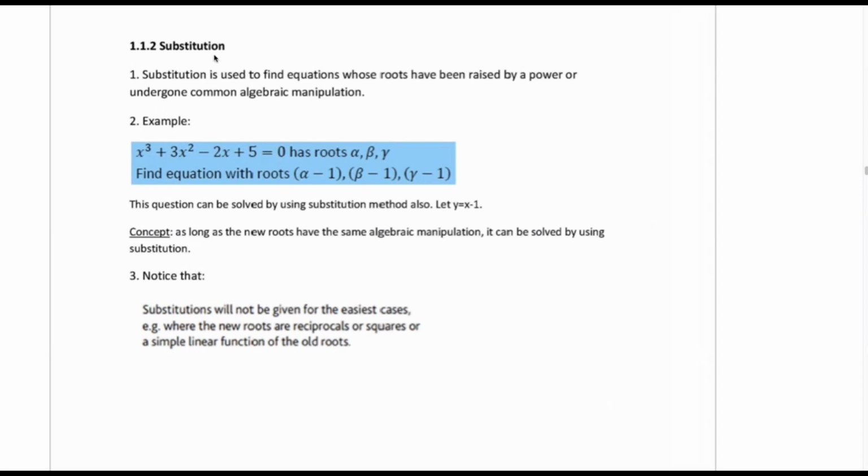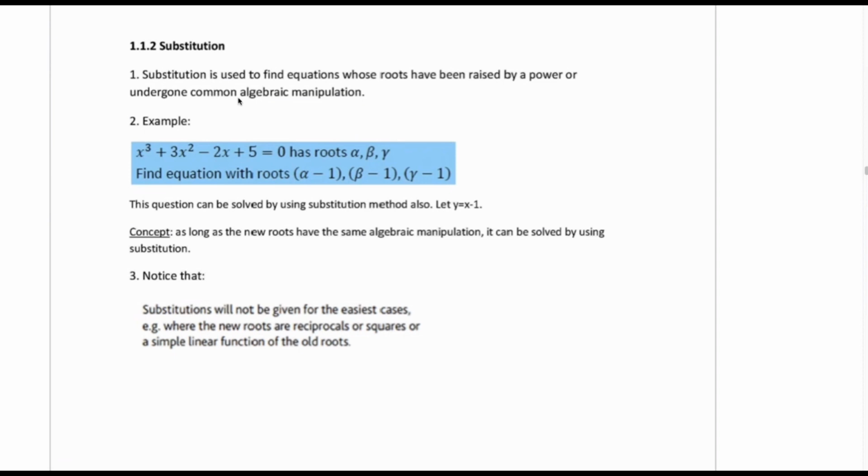This is the shortcut that I mean, substitution. So substitution is used to find equations whose roots have been raised by a power or undergone common algebraic manipulations. That means your roots are alpha, beta, and gamma. So if you have a case where the new roots are taking the same power, for example, alpha squared, beta squared, gamma squared, or alpha cubed, beta cubed, and gamma cubed, which means they are taking the same power as well, in that case, we can use the substitution method to handle it.